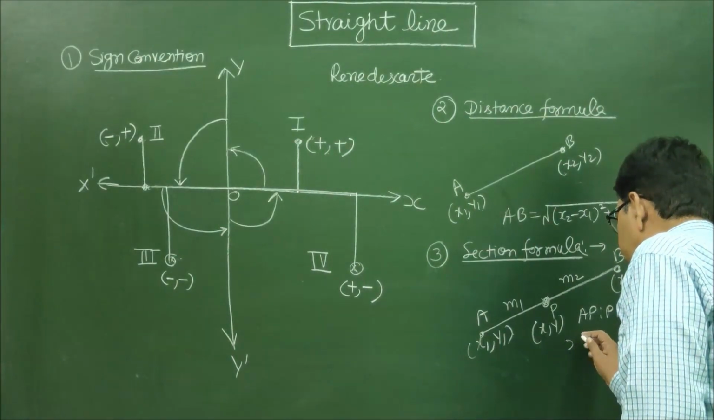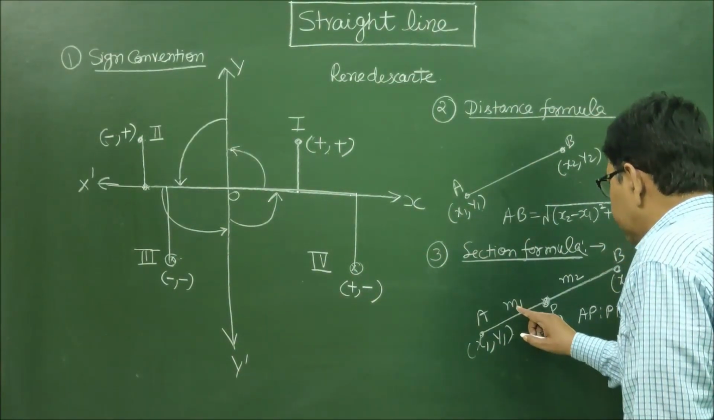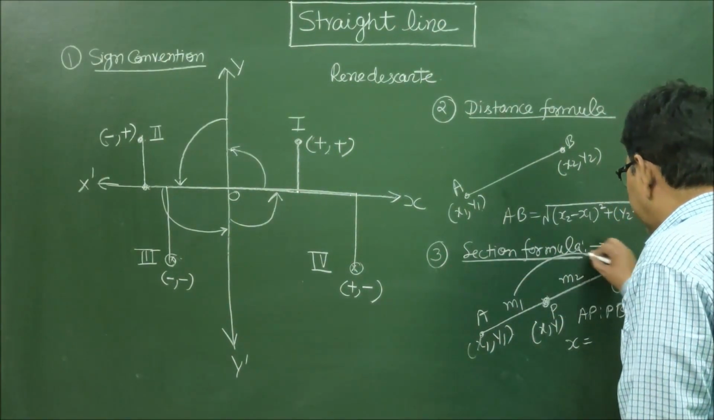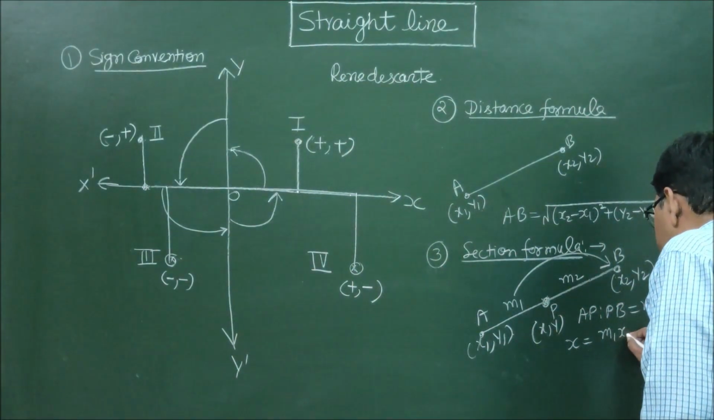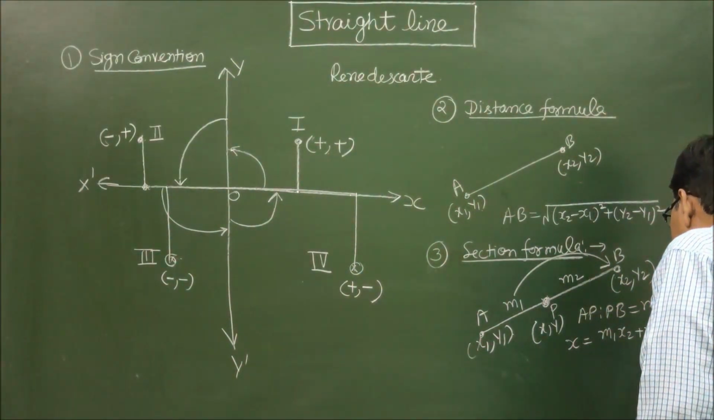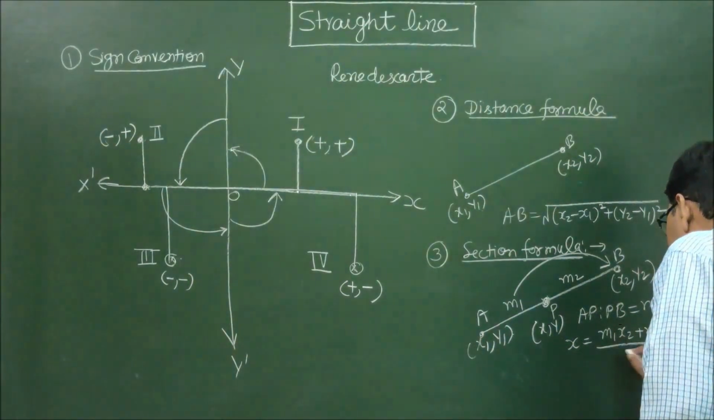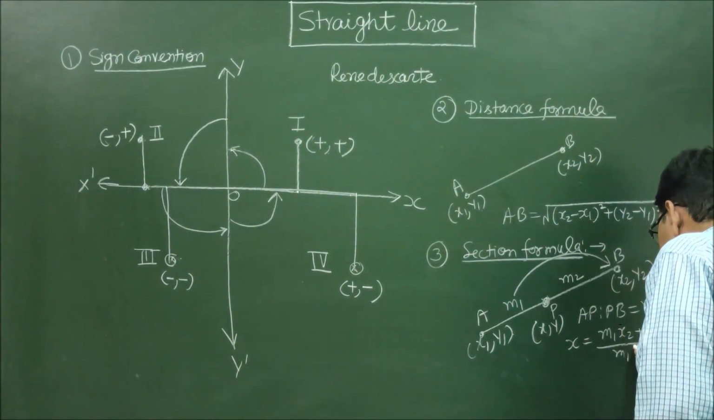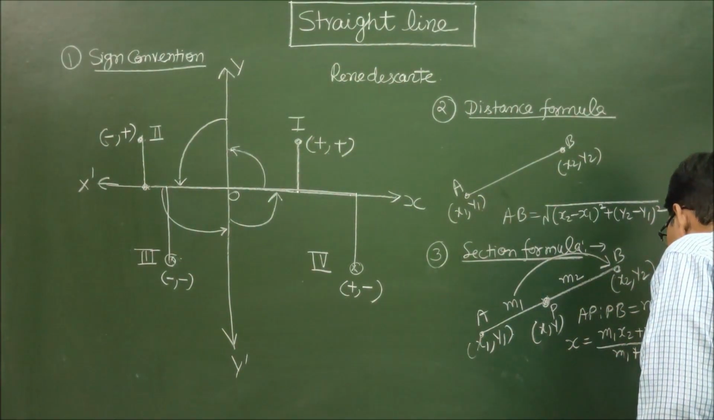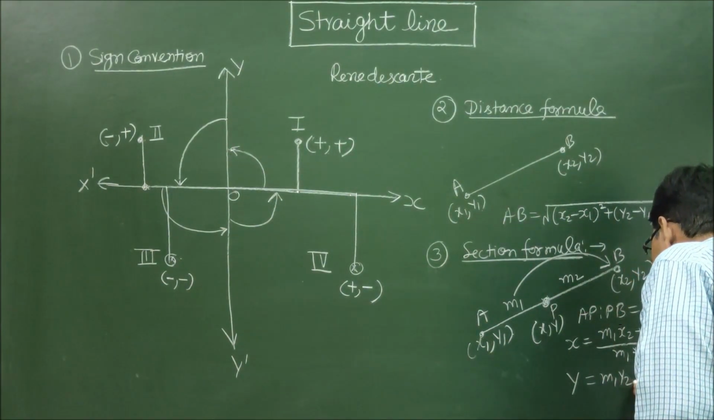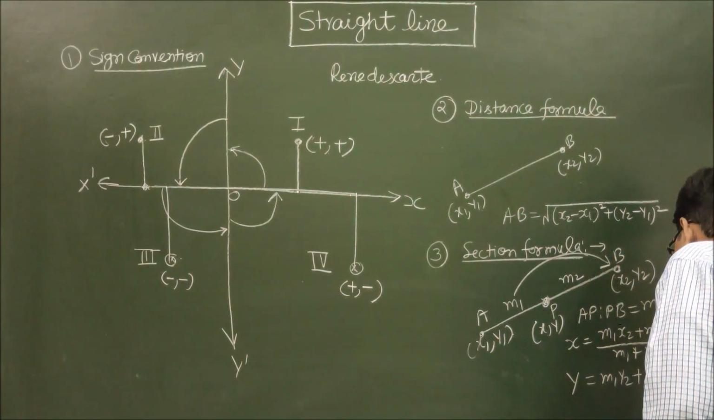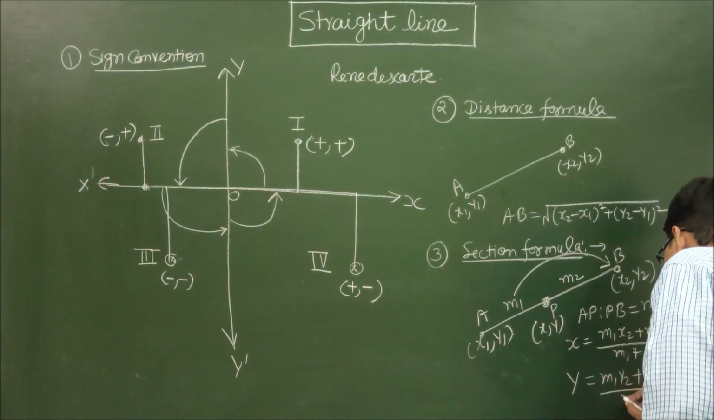Then x coordinate of point P is equal to this ratio multiplied by the x coordinate of the other end, that is (m1 x2 plus m2 x1) upon (m1 plus m2). And the y coordinate is equal to (m1 y2 plus m2 y1) upon (m1 plus m2).